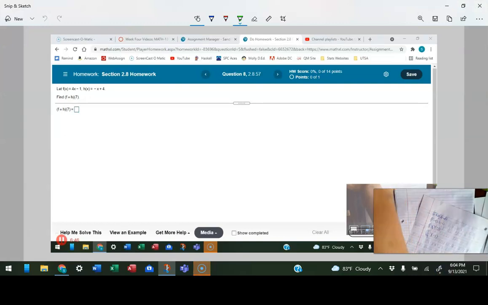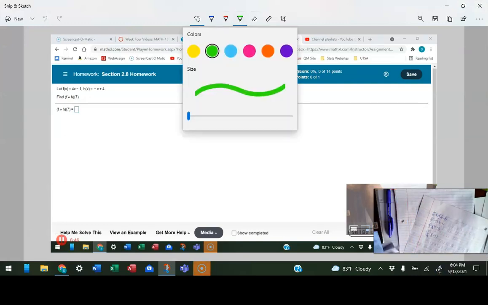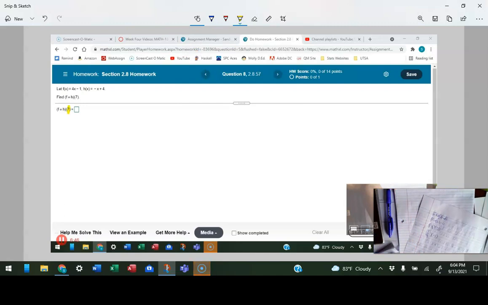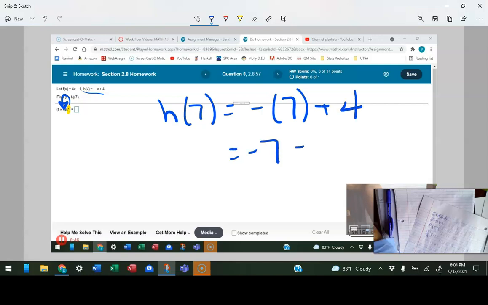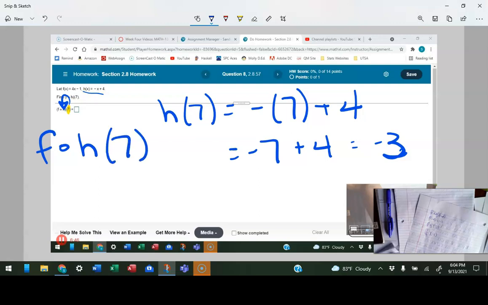So one of the things is if you were given a number right here, I can hop backwards. So I have a number. What I'm going to do is put that 7 into h. H is negative x plus 4, so that gives me negative 7 plus 4, and that gives me a negative 3. So now that you know what this part is, I've figured out that this part is actually negative 3.